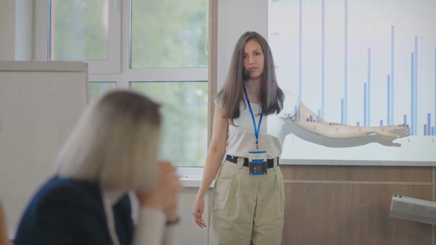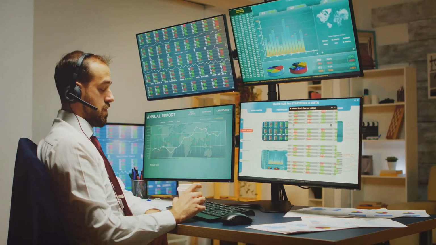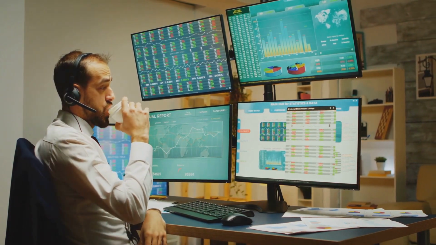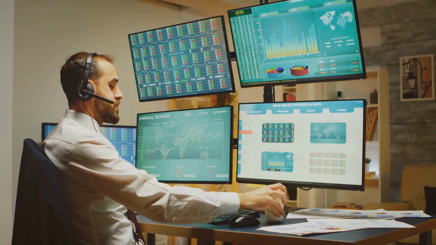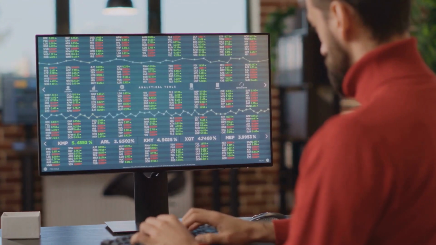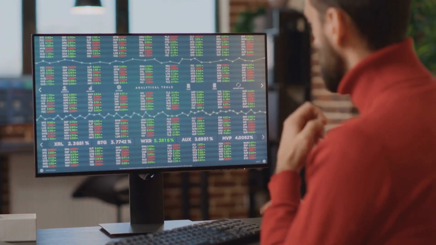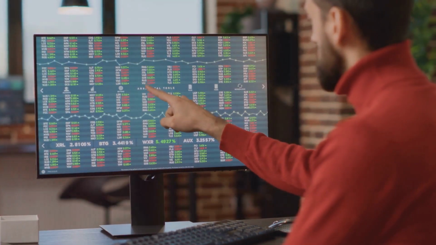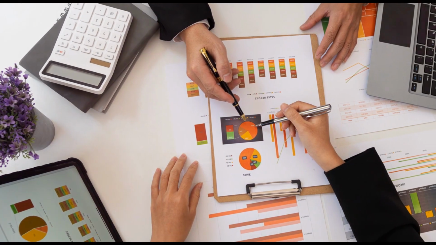Risk management is another critical responsibility, as analysts must assess the potential risks associated with different investment opportunities and develop strategies to mitigate them. Overall, the role of an investment analyst requires a combination of analytical, research, communication, and risk management skills to make well-informed investment decisions on behalf of clients or organizations.